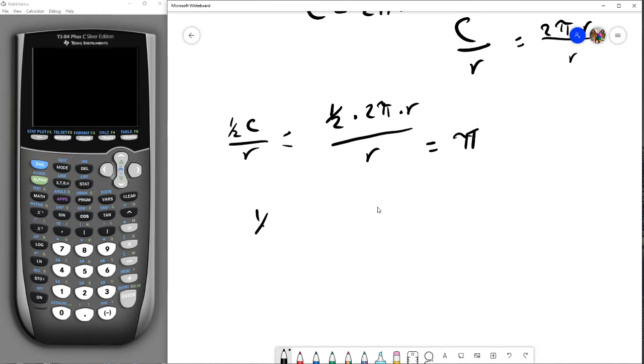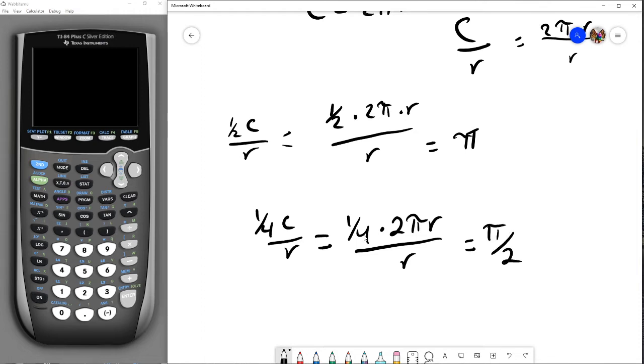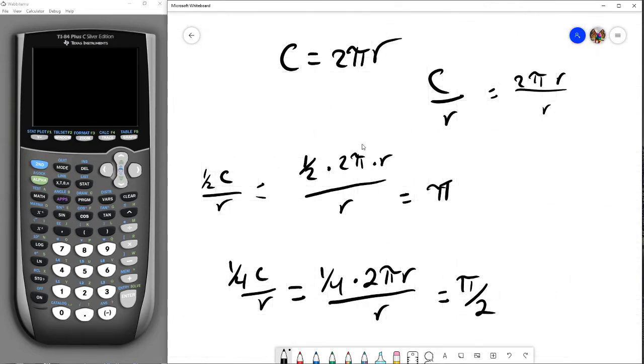If I were to go a quarter around the circle, so that's a quarter of the circumference, and I divide that by r, when we look at this ratio, that's going to be a fourth times our 2 pi r over r. And so 2 pi divided by 4 is the same thing as pi over 2. It doesn't matter what r is, it cancels out every time.